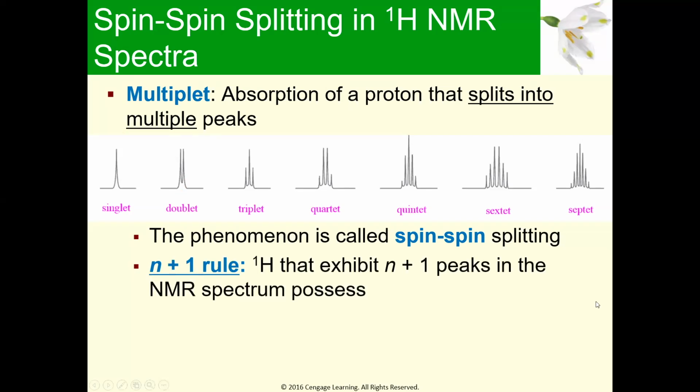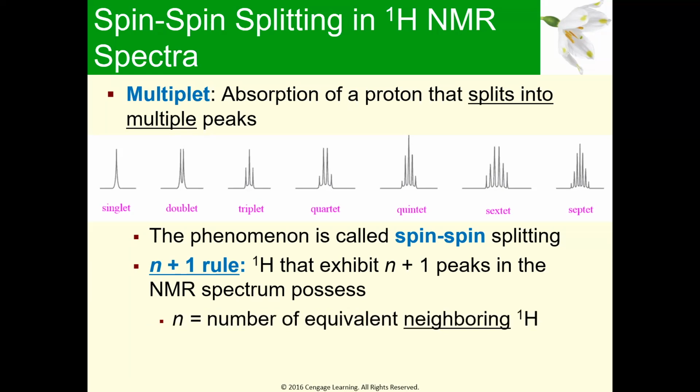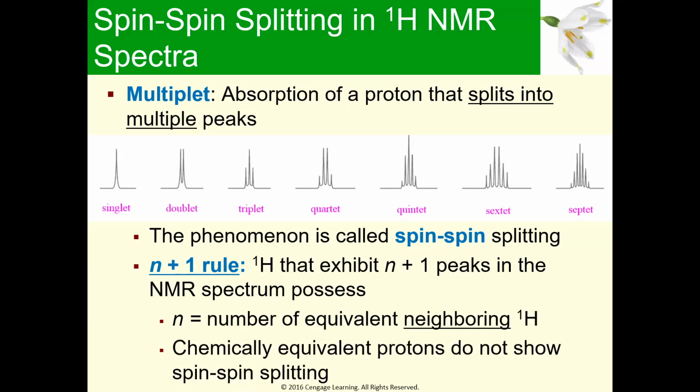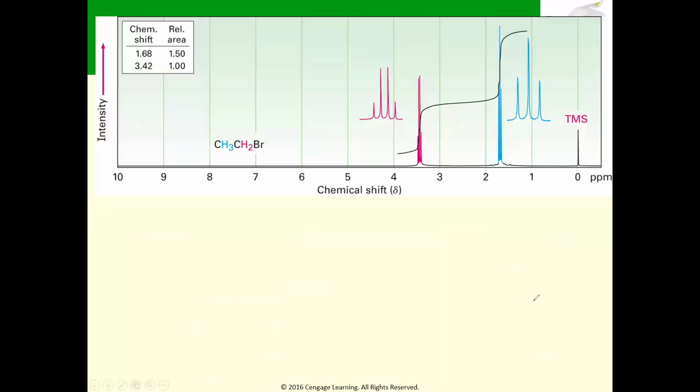The N+1 rule. Okay? That rule says that a hydrogen generating a peak splits into N+1 peaks, where N is the number of equivalent neighboring hydrogens. Okay. Now, again, what do we mean by equivalent? Well, we mean they have the same chemical environment. So chemically equivalent protons do not show spin-spin splitting. Okay. So we're going to do two examples.